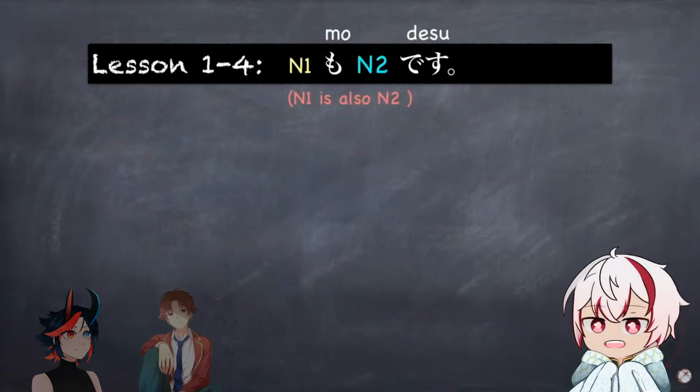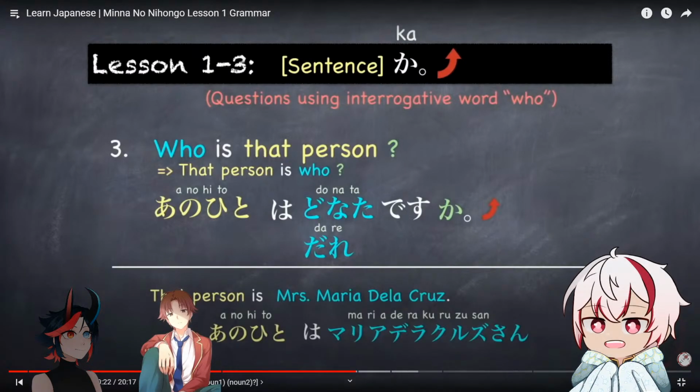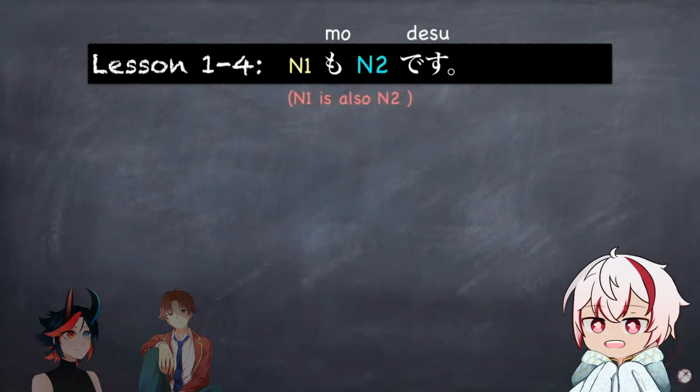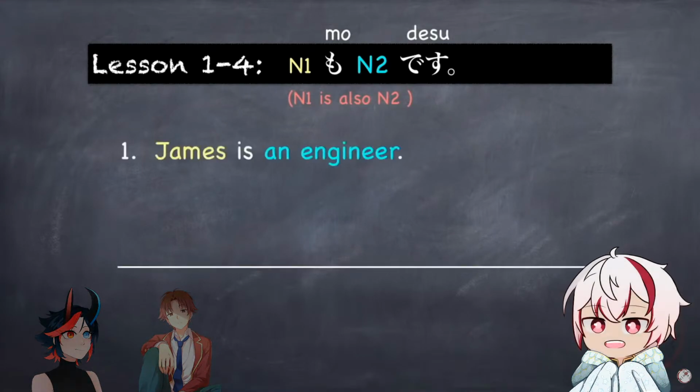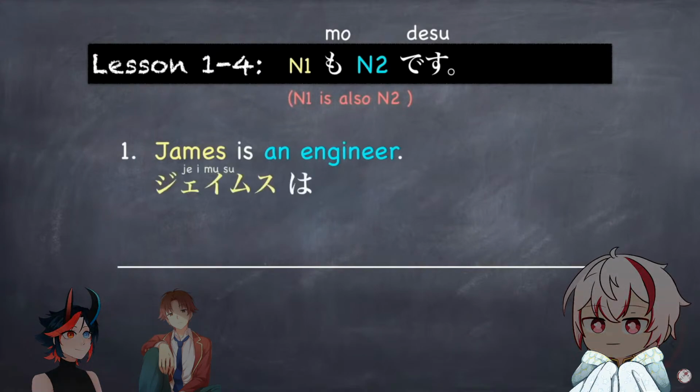Okay, moving on. Our next grammar is N1 mo N2 desu. So this means N1 is also N2. Mo is also. So for example, our sentence is James wa engineer desu. James is an engineer.